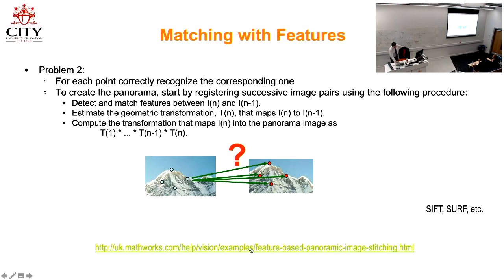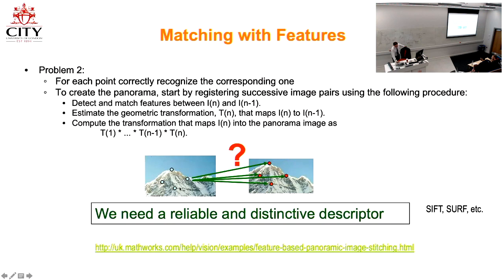Here is an example on the MathWorks website. You can do feature-based panoramic image stitching. It detects features using SIFT, SURF, FAST, different models for features. It shows you how to do that. It detects features if you're in a rush, or otherwise we will reach that in a few lectures. So you will be able to find reliable and distinctive descriptors. We call them features and image descriptors.